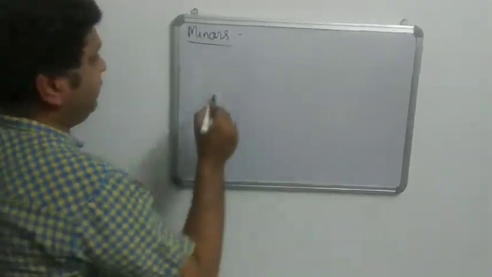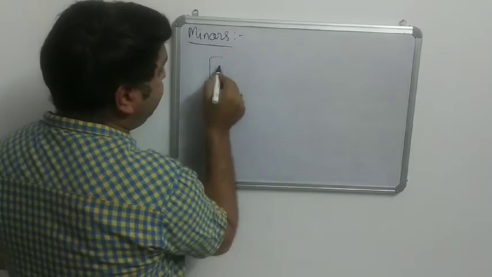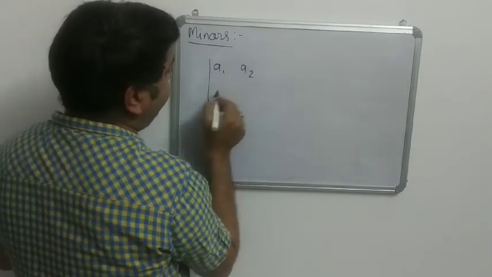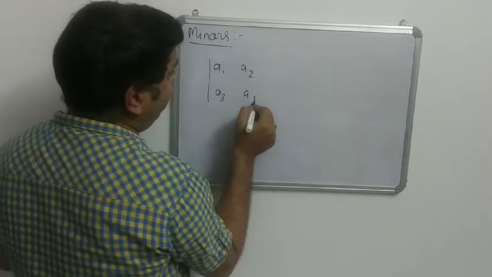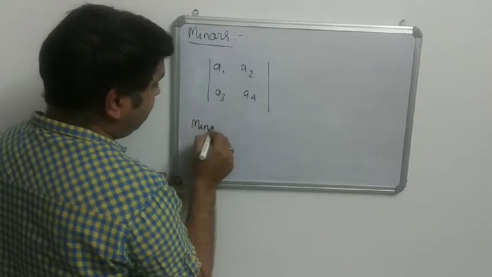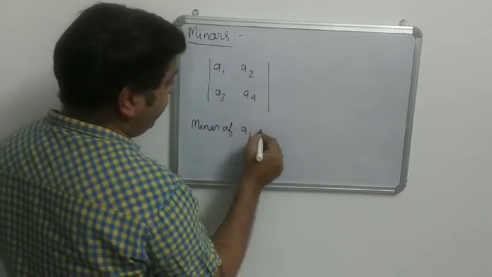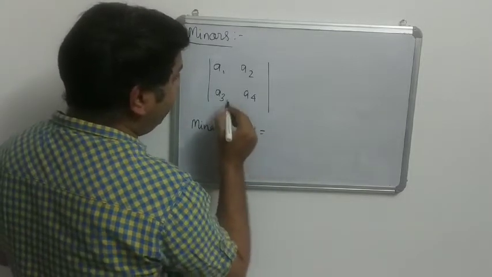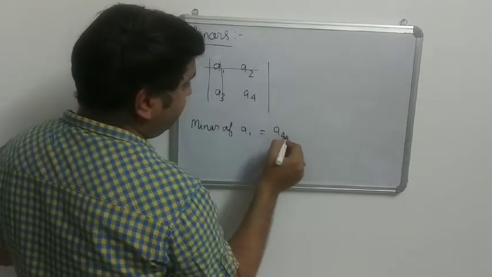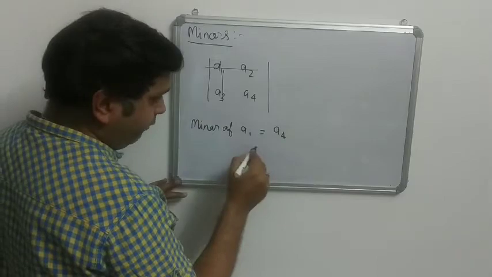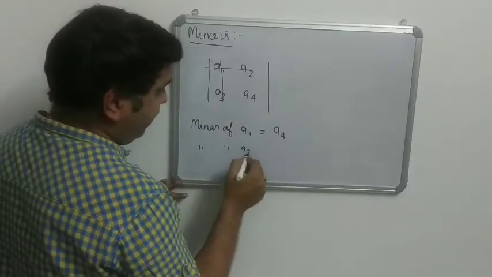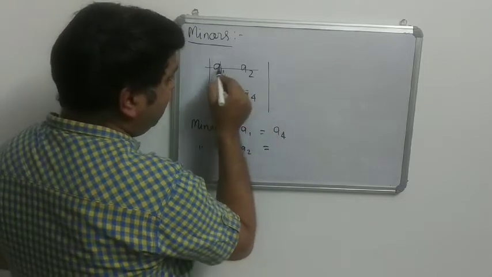ठीक है, तो जैसे फॉर एग्जांपल ये हमारे पास डिटरमिनेंट है a1 a2 a3 a4. ओके, तो मेरे से बोला माइनर ऑफ a1, सो इट विल बी, इसको इसकी रो और इसकी कॉलम को कैंसिल करेंगे तो क्या बचता है a4. सो दिस विल बी माइनर ऑफ a1 इज इक्वल्स टू a4.